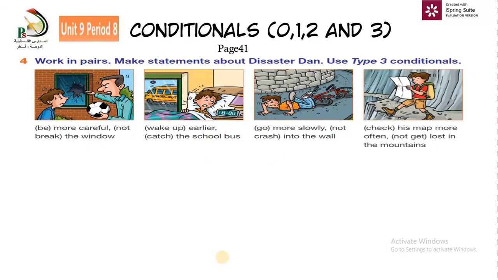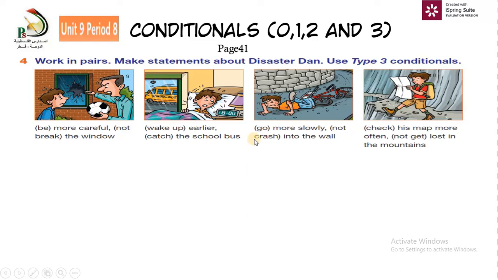Then we come to the last activity, which is about type 3 conditional. You are required to write down the rule here. There is a naughty boy. His name is Disaster Dan. Yes. So because of his activities, this name suits him.